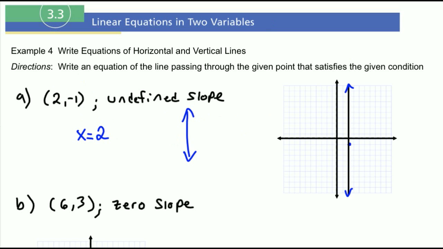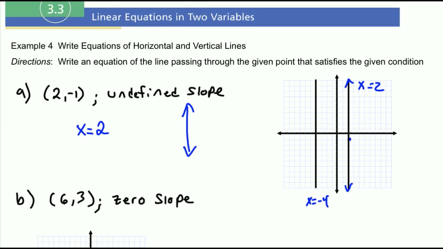If I had a vertical line that was this guy right here, that equation would be, 1, 2, 3, 4, so x equals -4. Okay, and this guy right here is x equals 2. So if it's a vertical line, then it's going to be x equals and then whatever that x coordinate is.